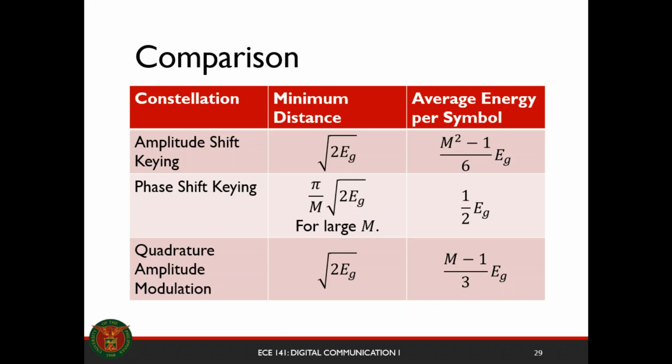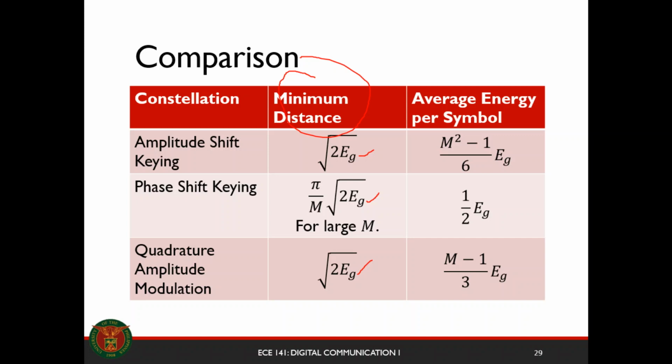How do we compare the different symbol mapping methods for our memoryless modulation methods? Well, we can compare them using the minimum distance, but we need to set a common ground for this E sub g right here. So E sub g actually changes. It depends on the average.